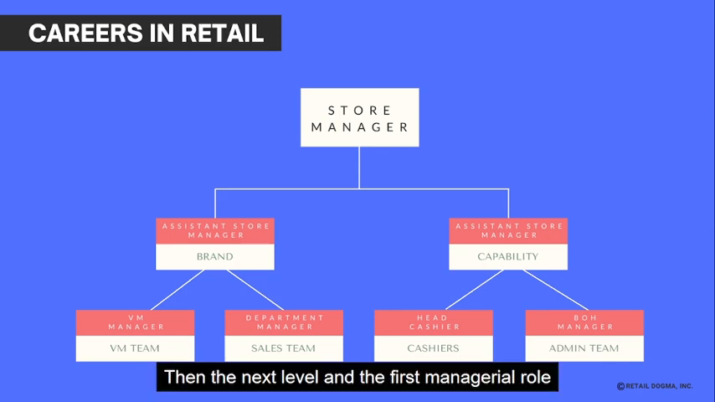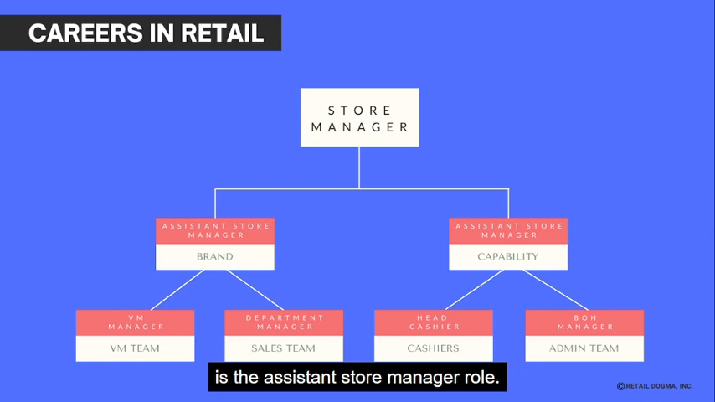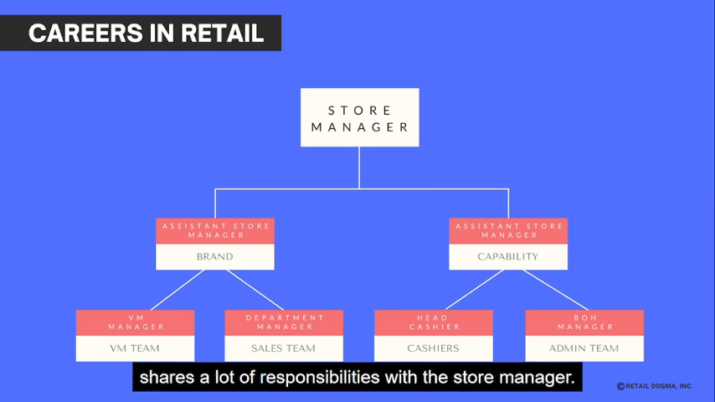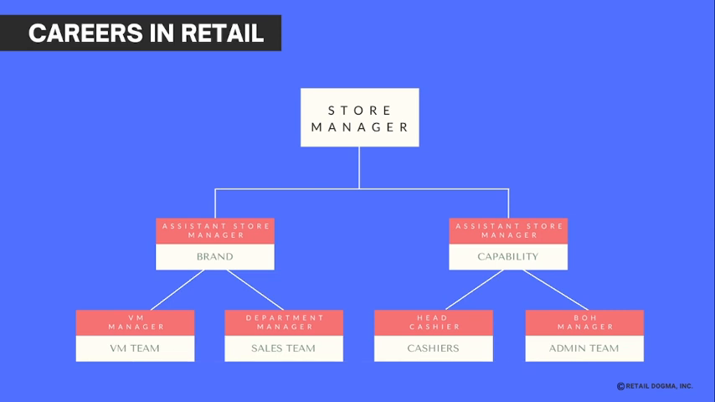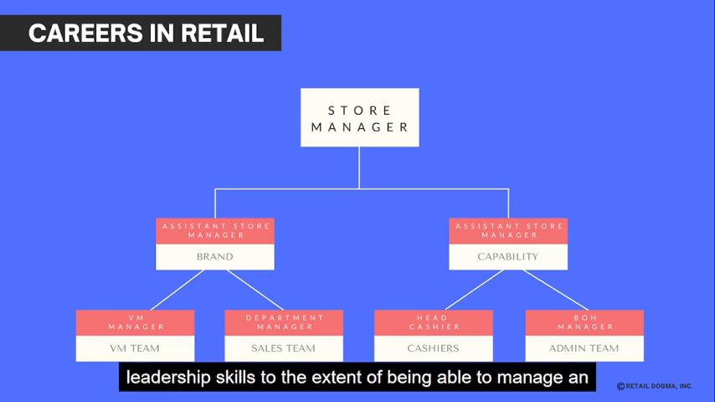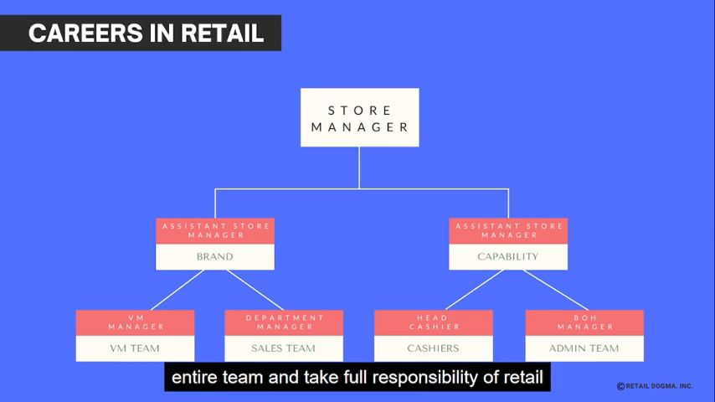Then the next level and the first managerial role is the assistant store manager role. The assistant store manager is considered to be a store manager in training, as he or she shares a lot of responsibilities with the store manager. When the assistant store managers develop their leadership skills to the extent of being able to manage an entire team and take full responsibility of a retail store, they are moved to store manager role. The store manager role is one of the most important roles, if not the most important role in retail, because it's the link between the store and its team and the corporate headquarters.